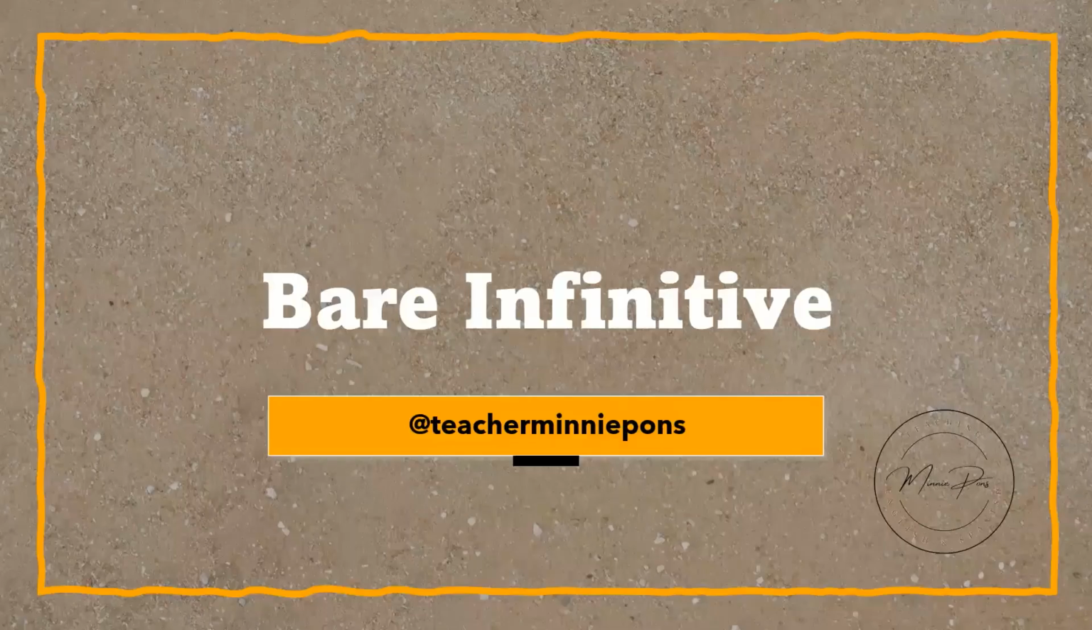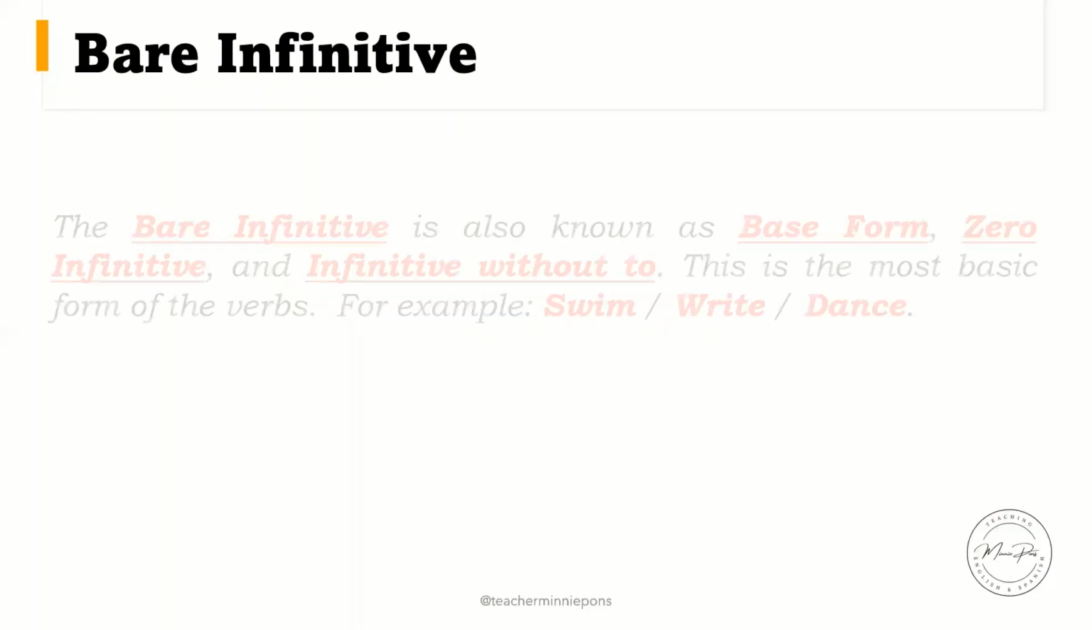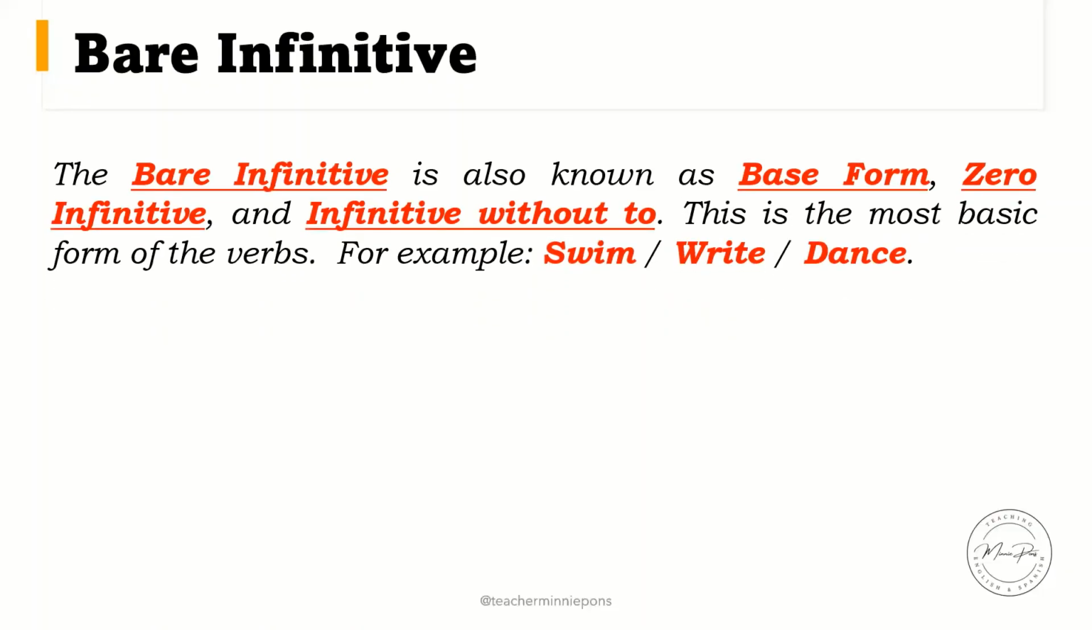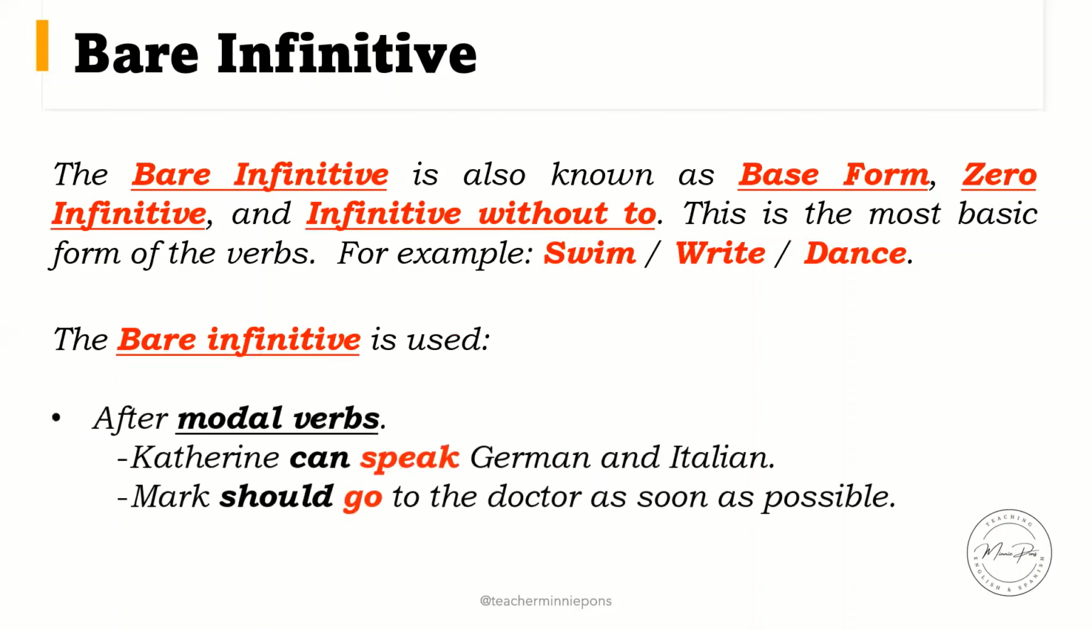Okay, so now let's continue with the verb infinitive. The verb infinitive is also known as base form, zero infinitive, and infinitive without to. This is the most basic form of the verbs. For example, swim, write, and dance. Let's see the uses. The first use is after modal verbs.